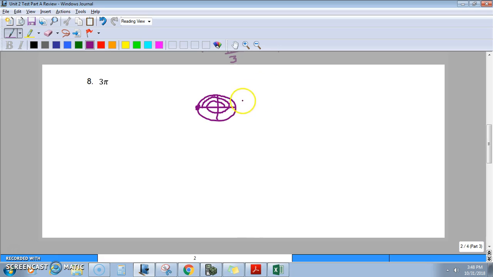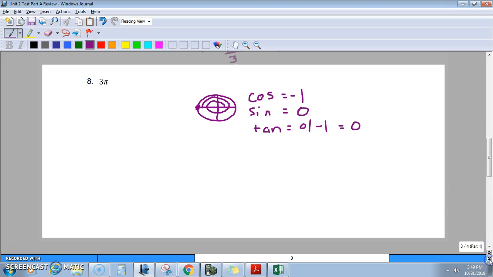So right here, my x value is going to be -1. My y value is going to be 0. And my tangent is going to be 0 divided by -1, which is just 0. Now remember, you can have a 0 on the numerator and divide it by any number, you get 0. You cannot have a 0 on the denominator. So if that happens, it would be undefined.